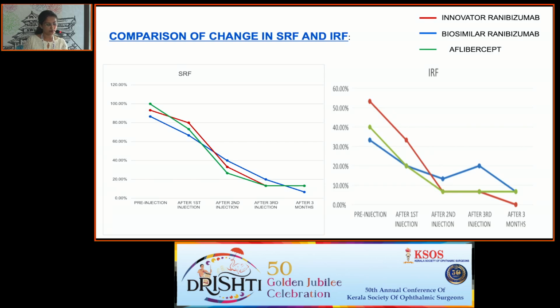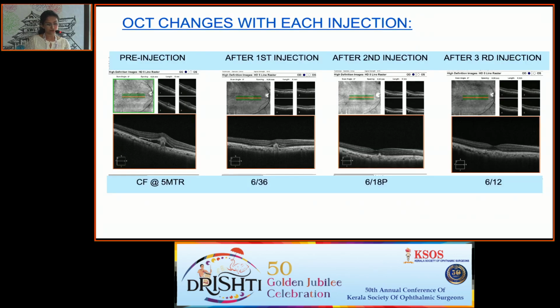For the biosimilar ranibizumab group, we can see there was an increase in the IRF after the second injection, but at the end of 3 injections, all were almost comparable. So these are the OCT changes, like we can see the fluid and PED. At the end, the vision also improved, and the central foveal thickness also improved.